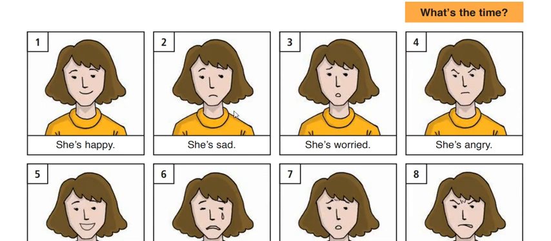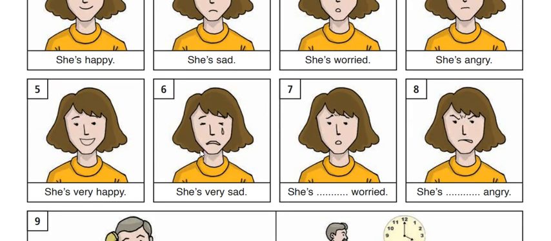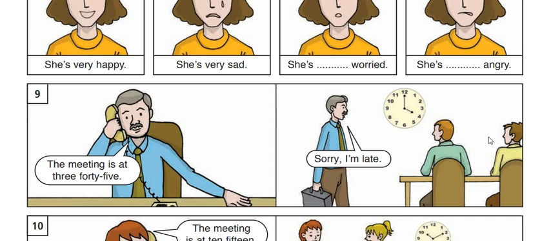Picture 1. She is happy. She is sad. She is worried. She is angry. She is very happy. She is very sad. She is very worried. She is very angry. Okay.